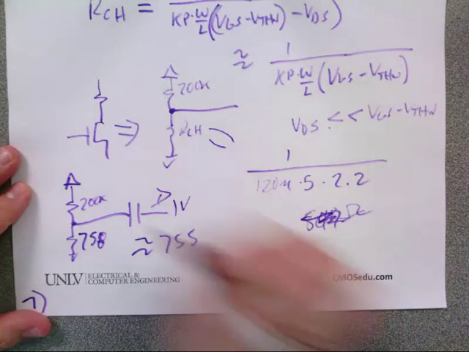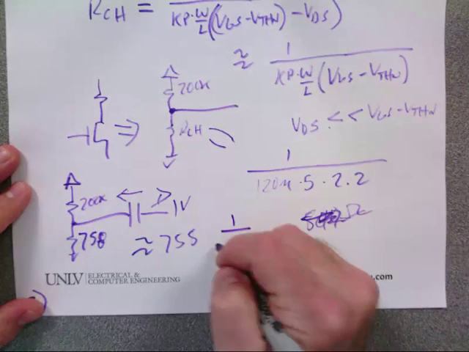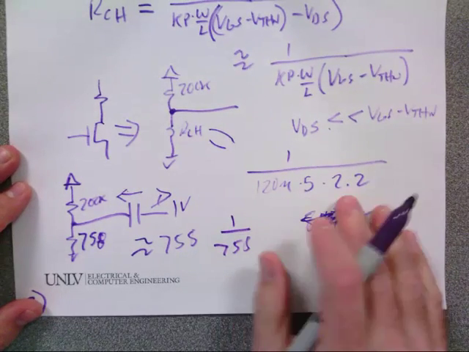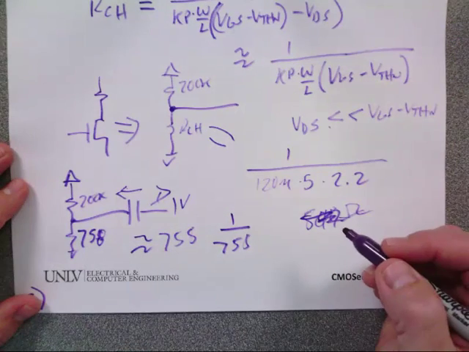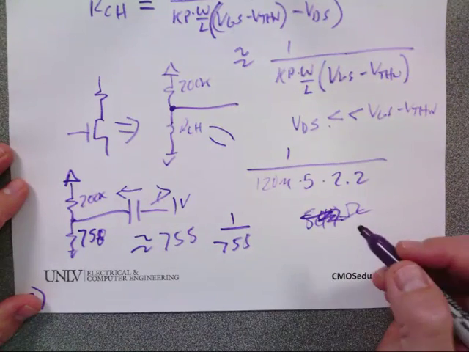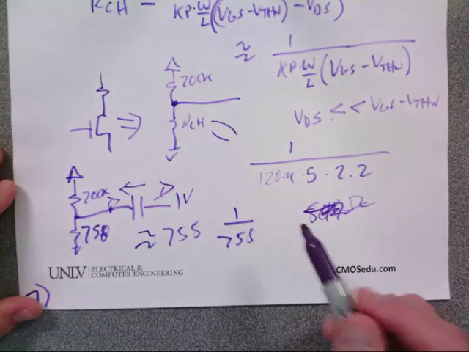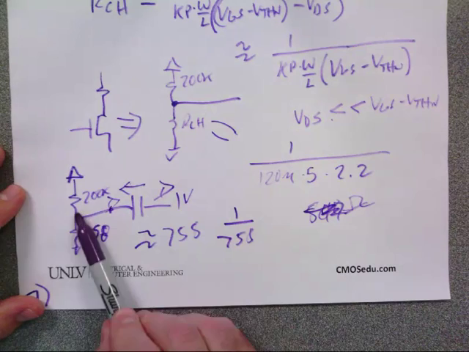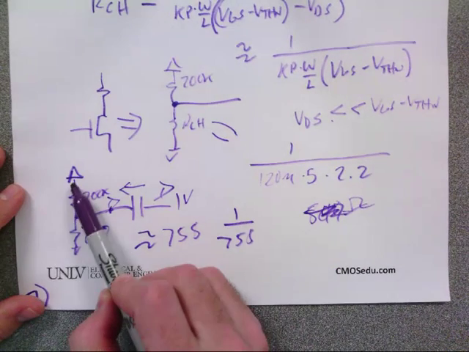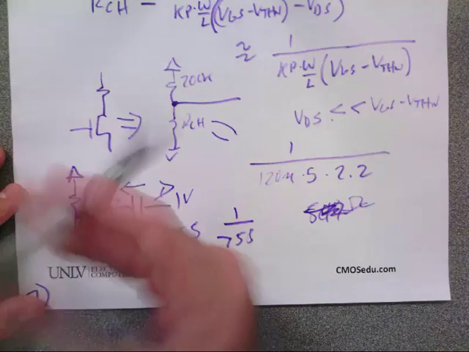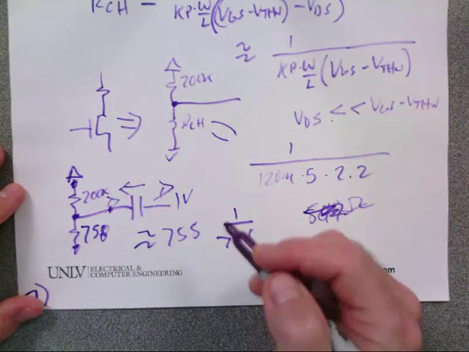I apply my 1 volt, and so what do I expect the current to be? 1 over 758. Am I losing everybody? Okay, so what's the exact resistance looking this way? 200K in parallel with 758. Does it make you happy if I draw this in parallel? This is the same potential as this. This is the same potential for both. They're in parallel.